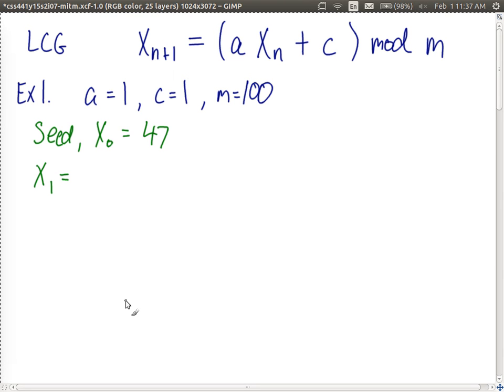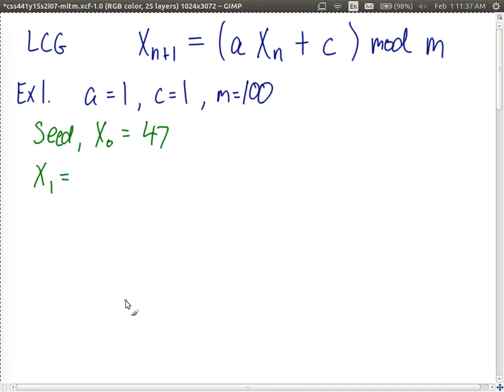You write it down and show the others. Calculate x1. What are you going to do for x1? Look at the equation. I've given you A, C, and M. So what are you going to do? x1? x1 plus 1, 2 mod 100.